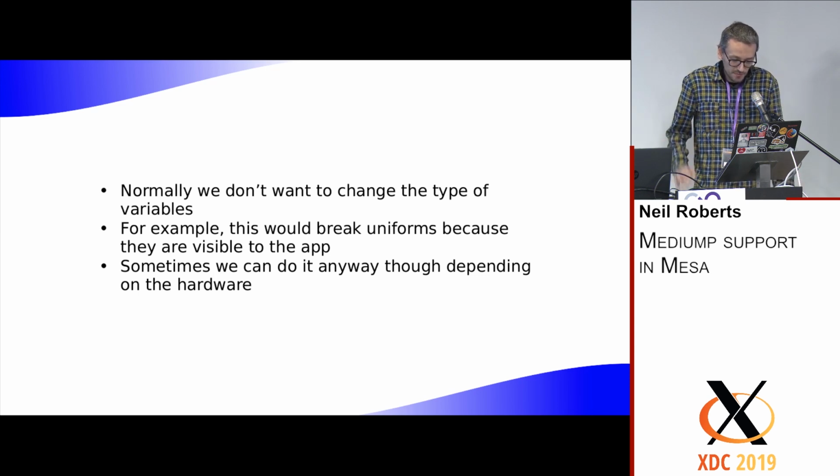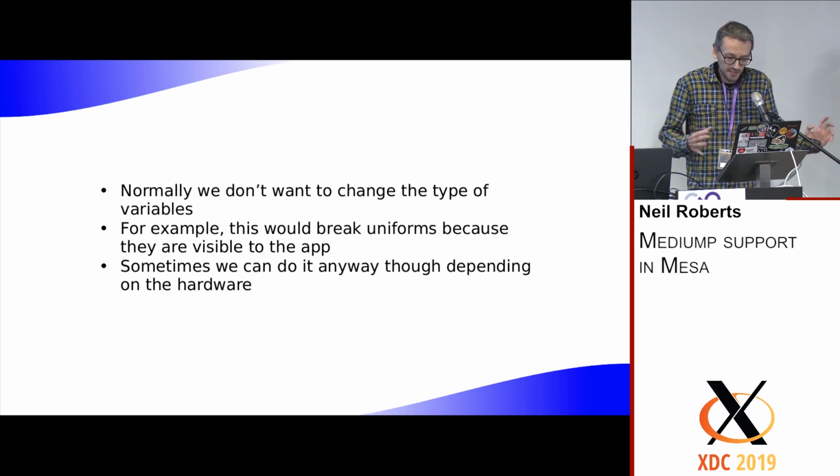So yeah, we don't want to change the type of variables, for example, because if we change the type of a uniform, that would be visible to the application outside, because they'd suddenly have to put a float 16 into the buffer instead of a float 32 or whatever, or it might mess up the interstage linking. But in some cases, the hardware can cope with this.